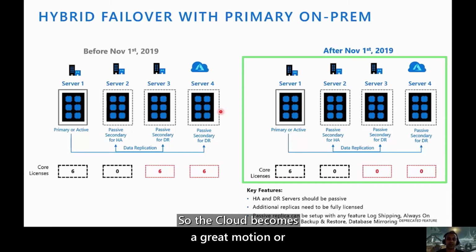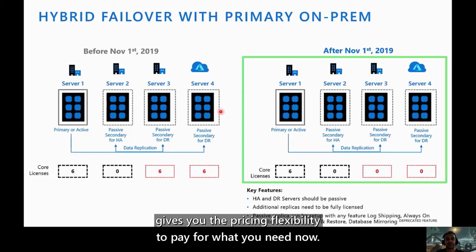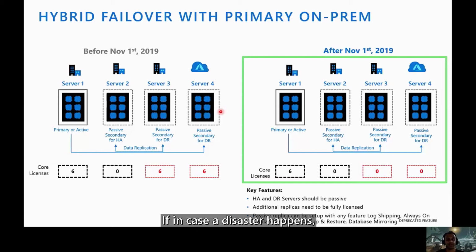So the cloud becomes a great option for leveraging compute capacity or storage capacity for disaster events. And the ability for the cloud to elastically scale up or down gives you the pricing flexibility to pay for what you need now. And in case a disaster happens, all of us hope that disaster doesn't happen, but in case it does, you're prepared and you can scale up in a very short amount of time if all of your production needs to move to the cloud in the event of a disaster.